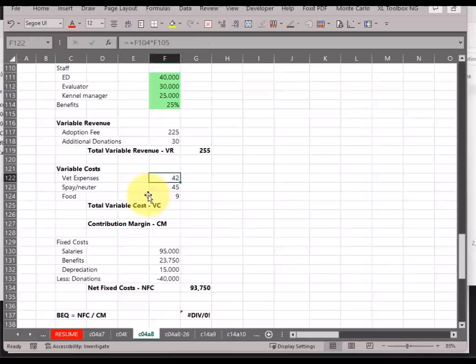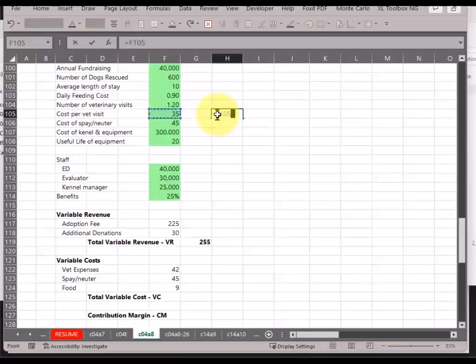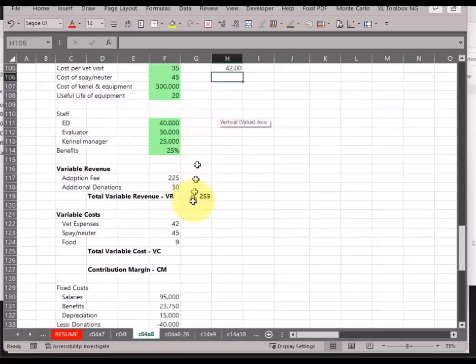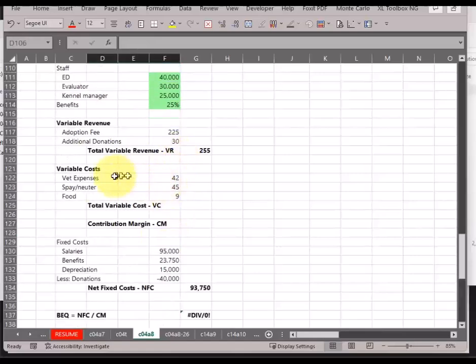The vet's costs are based on the number of visits right there, the 1.2, times the cost per visit. So I'm just going to show you where that number comes from. One thing times the other, that's the 42, and that's where that 42 comes from. The cost of spaying and neutering, we were given that directly. That's right there, the 45. So notice that we're just borrowing information we already had from above.